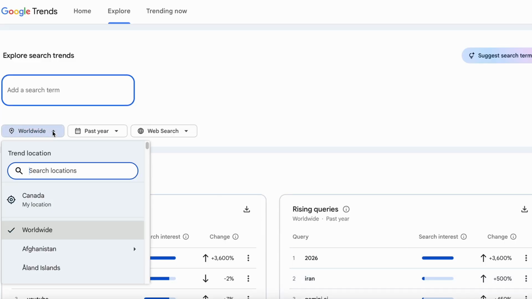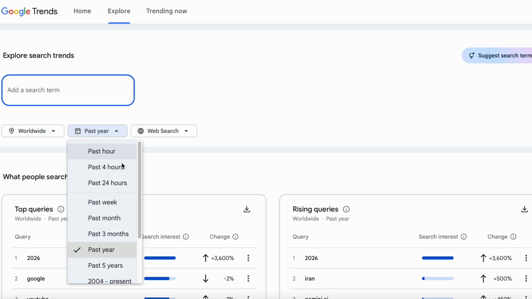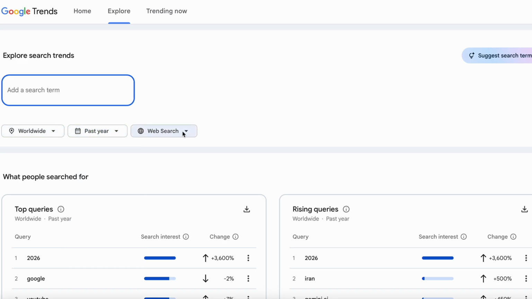You can filter by country, time period, and search type, including web search, image search, news search, Google Shopping, or YouTube search. The YouTube filter, for example, is useful because it shows whether people are searching for video content around that product or niche. If they are, that's a good sign that you should be planning posts, reviews, or ads.